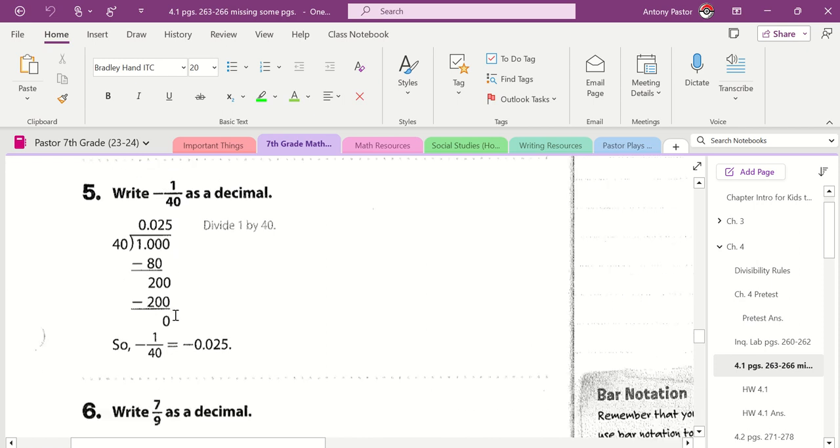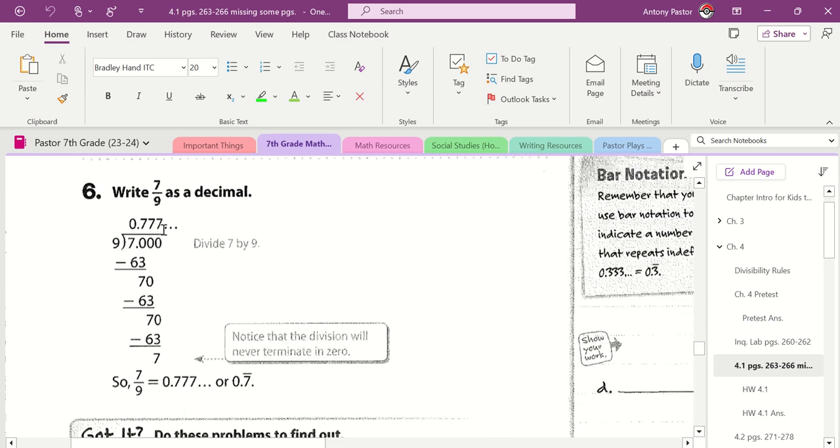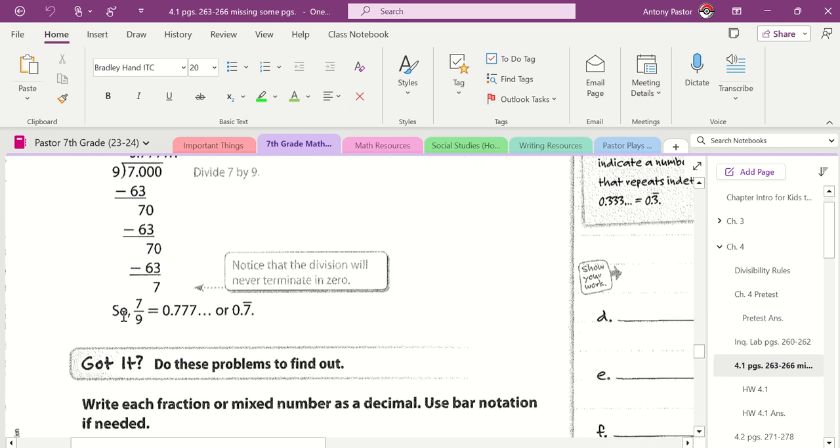And they give another example of -1 over 40. 1 divided by 40 would end up being 0.025. It terminates, but because of the negative there, we bring the negative back over. And then 7/9 would end up in 63. How many times can 9 go into 63? It'll be 7. 9 goes into 63 again, 7 times. Keeps going, keeps going, keeps going. And that will be a repeating decimal of 0.77777, or just 0.7 with bar notation over the 7.